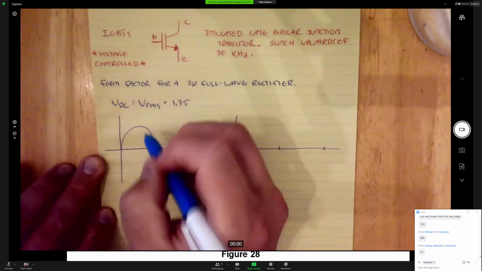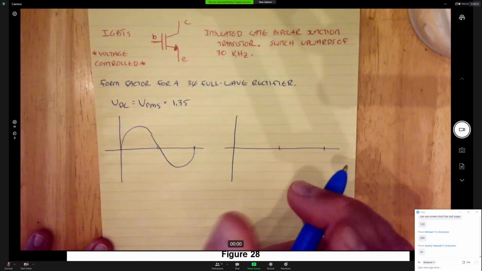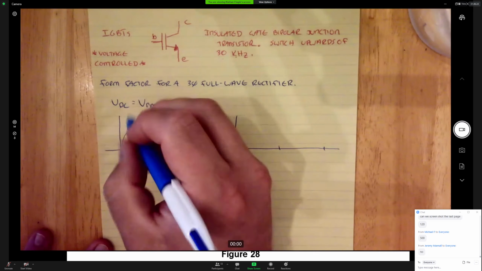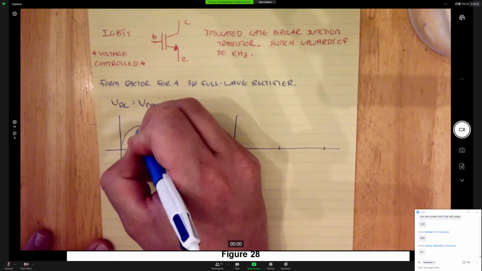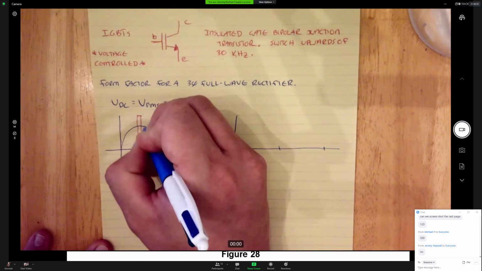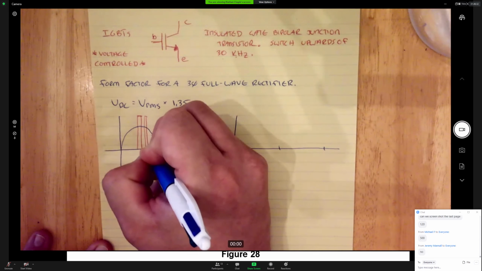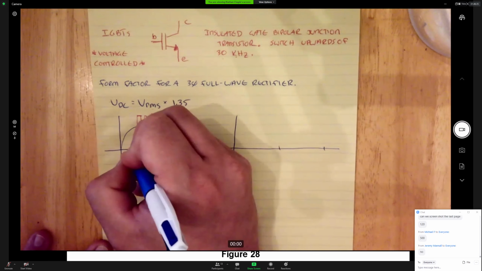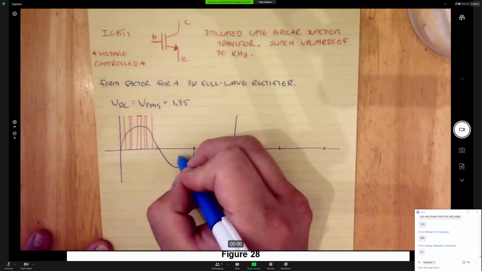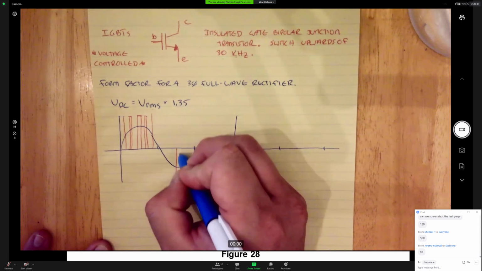And we'll talk about now the difference between two very key pieces of terminology. So switching will be red. So the very highest part, we're going to switch the widest part. And then we switch it more narrowly, and so on here. Same thing on the negative alternation.